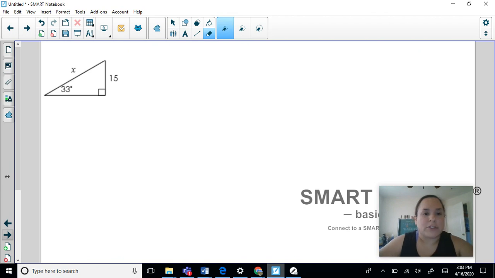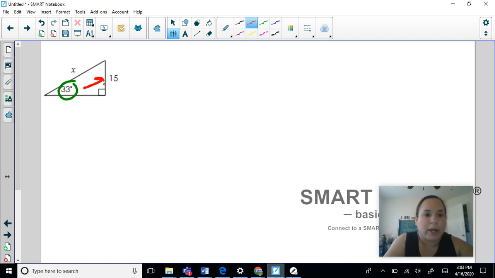So here's the first example, and notice that in this example you have a triangle with the angle of 33 degrees, and the 33 degrees has a 15 directly across from the angle, which means that the 15 represents our opposite side in this case. And then we'll also notice that the x is directly across from the 90-degree angle, which means that x represents our hypotenuse.